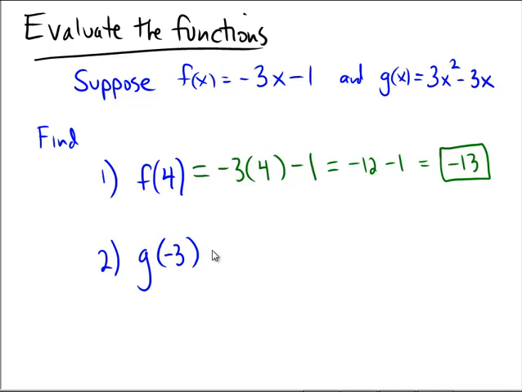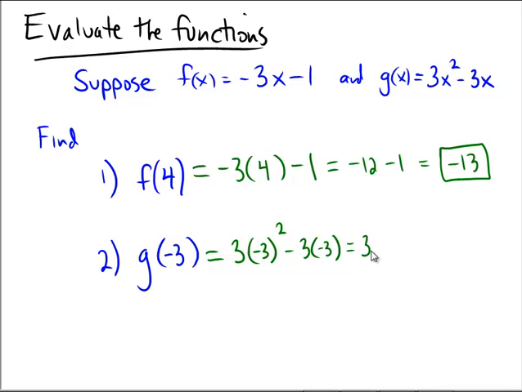Okay? Now let's try g of negative 3. This time we're going to use the g function, of course. So the g function is 3x squared minus 3x. So we will do 3 something squared minus 3 times something. But instead of x, it looks by the function notation that we're replacing the number negative 3 into the function. Okay, so we just followed the rule. Instead of placing x, we place negative 3.